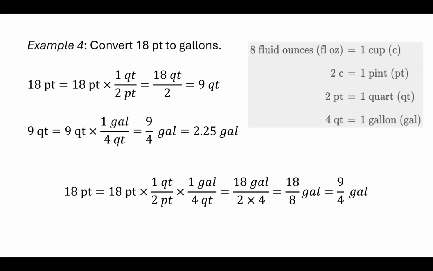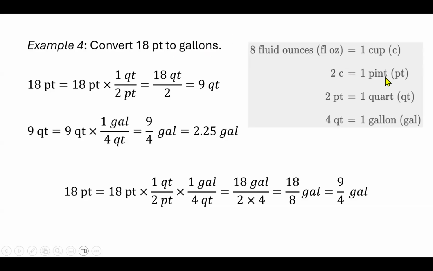And so the typical measurements are fluid ounces, where 8 ounces is equivalent to 1 cup. We also have 2 cups is equivalent to 1 pint. 2 pints is equivalent to 1 quart, and 4 quarts is equivalent to 1 gallon. Notice that in this question, we don't have a conversion directly between pints and gallons. So we have to do it in steps.